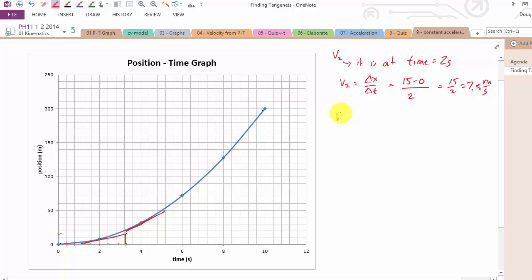So call that V4. I think that has a rise of 30, and the change in time is 1, 2, 3, 4, 5, over 2 seconds. So that's 15 meters per second. Next one.